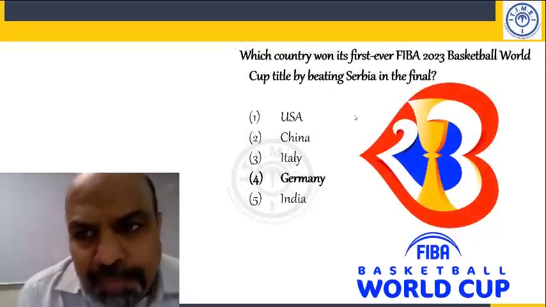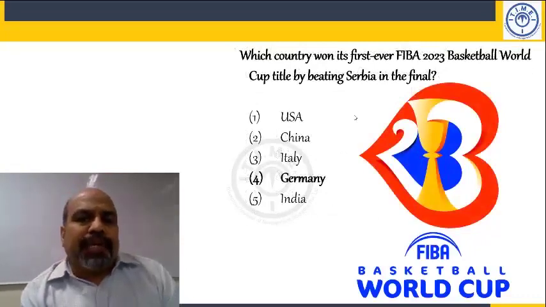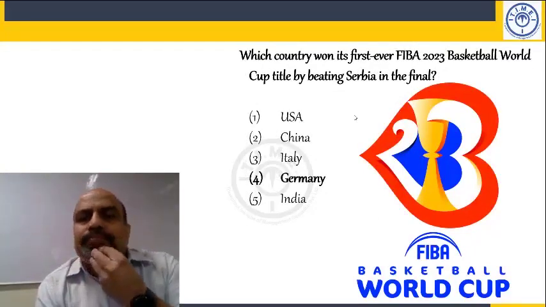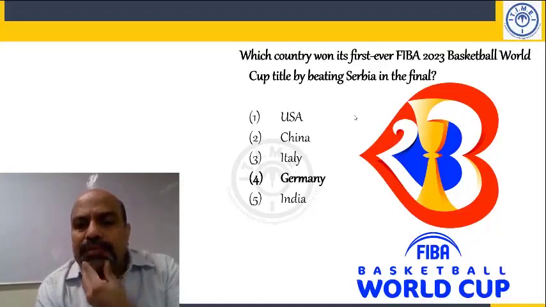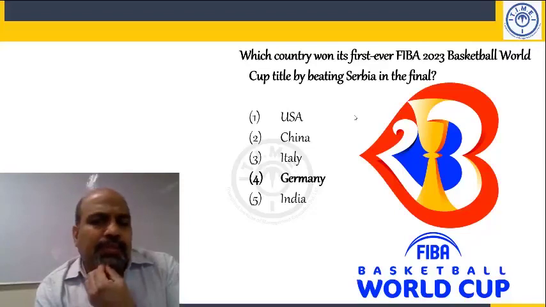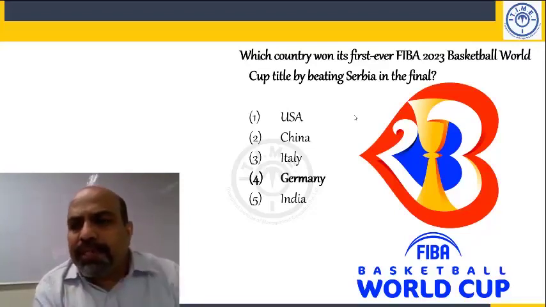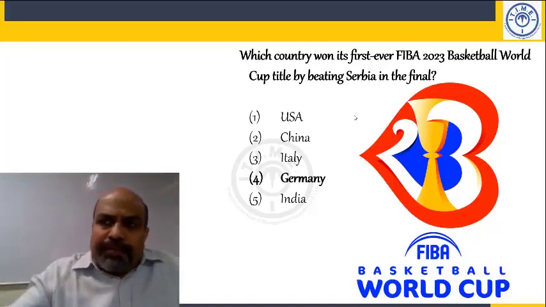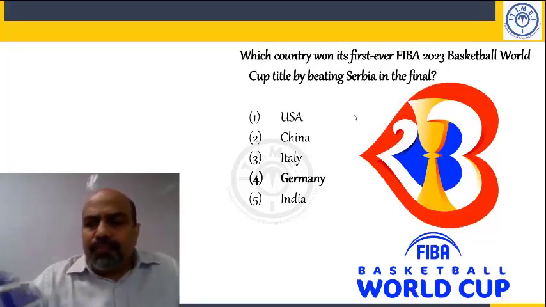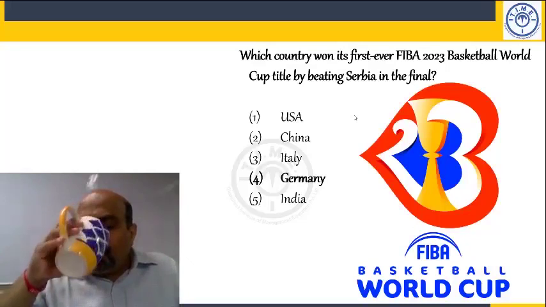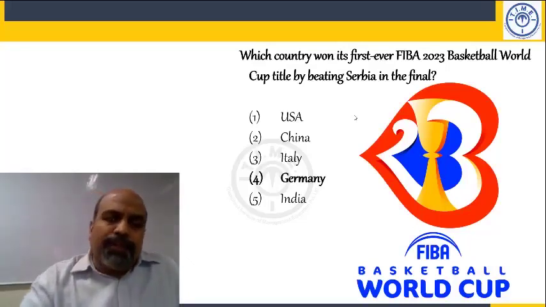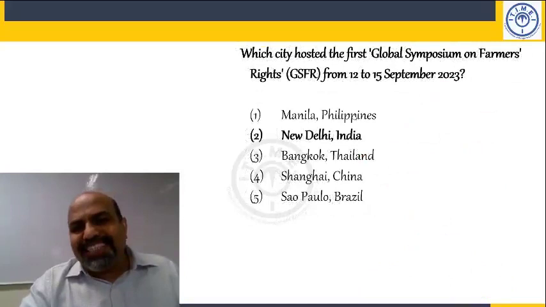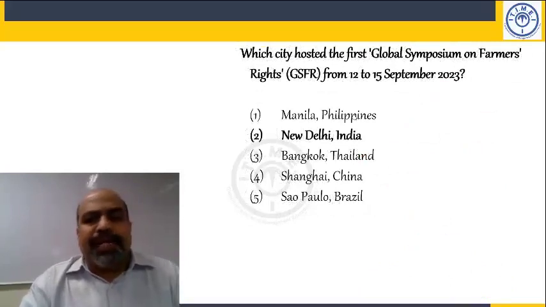Which country won its first ever FIBA Basketball World Cup 2023 title by beating Serbia in the final? That was the logo, my friends. Okay. Football Association, International Football Federation, Association of Federations. Then we have, why don't you write this? FIBA 2023 Basket World Cup title. World Cup. Underline that first one. Hosted by Japan, Philippines, and Indonesia.